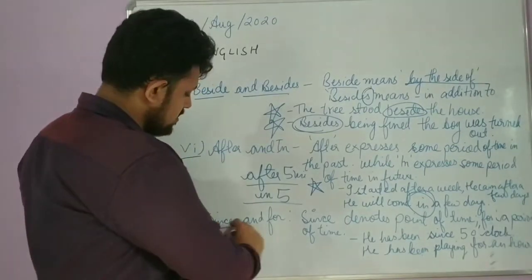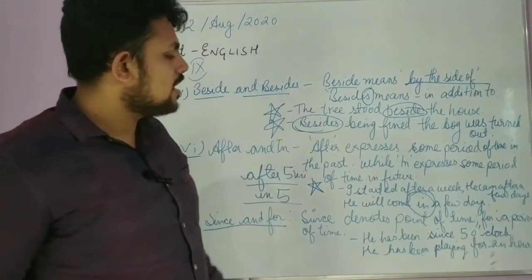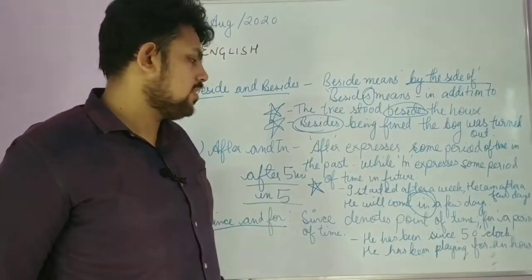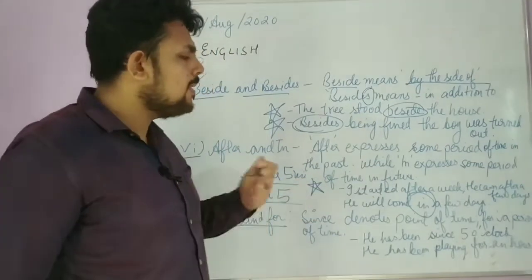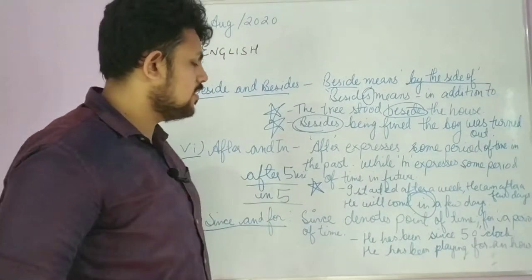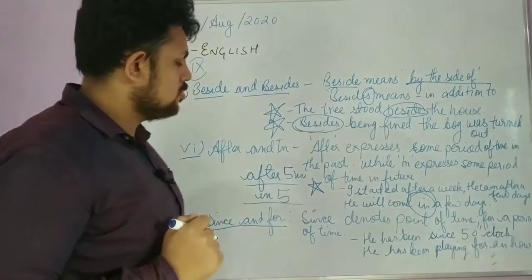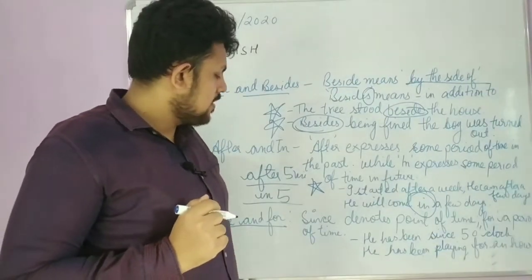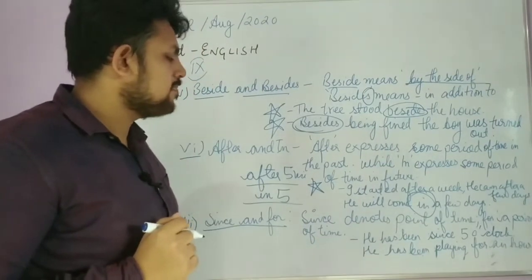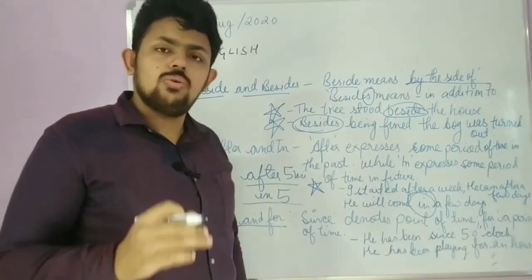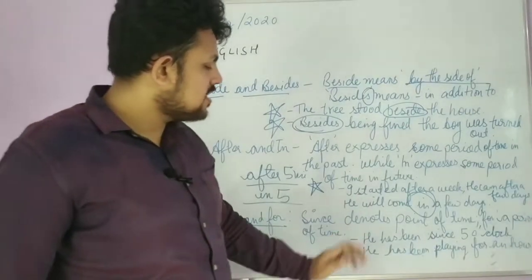Now we have since and for. Since denotes a point of time. For is used for a period of time, while since denotes a point of time. This we have discussed previously also with some other prepositions. So here we have since. Since denotes a point of time and for denotes a period of time. See the example.